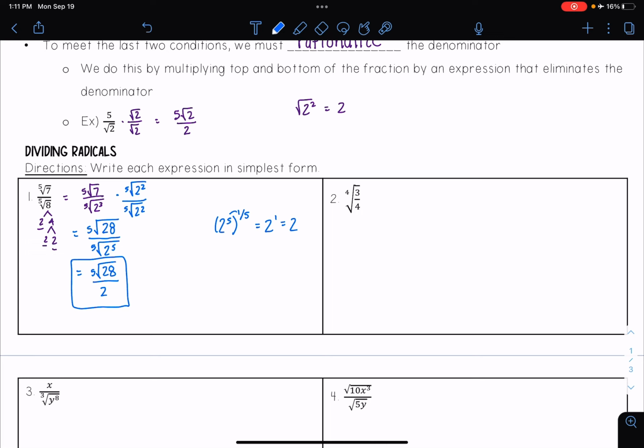Okay, let's look at the next one. I have the 4th root of 3/4. So remember from our quotient property, this is the same thing as the 4th root of 3 over the 4th root of 4. Well, that 4th root of 4, I know 4 can be rewritten as 2 squared. So I have the 4th root of 3 over the 4th root of 2 squared.